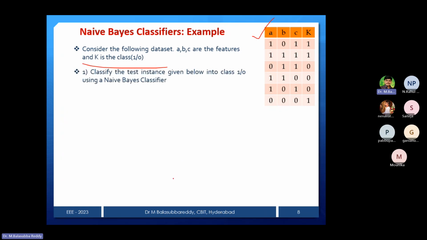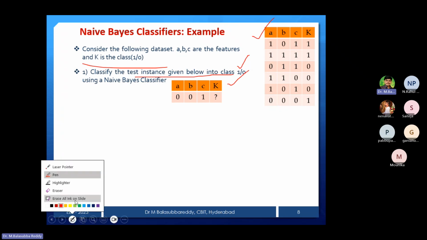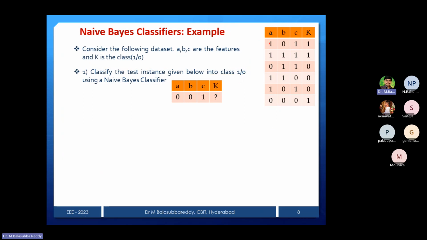And now the question is: classify the test instance, whether the instance is either 1 or 0, using the Naive Bayes classifier. This is the new instance that comes. As per the available data, if A is 1, B is 0, C is 1, then our outcome or prediction is 1.